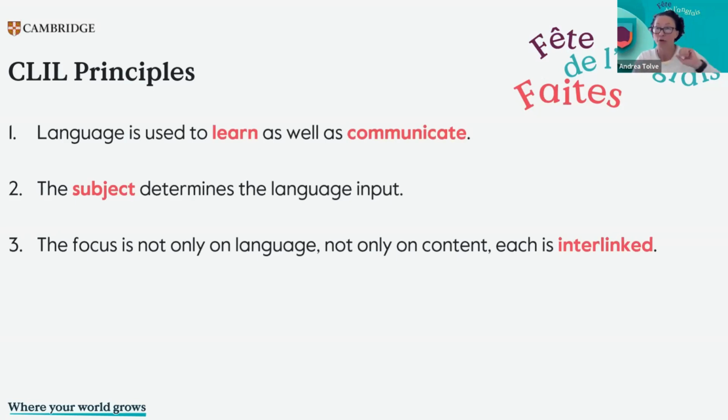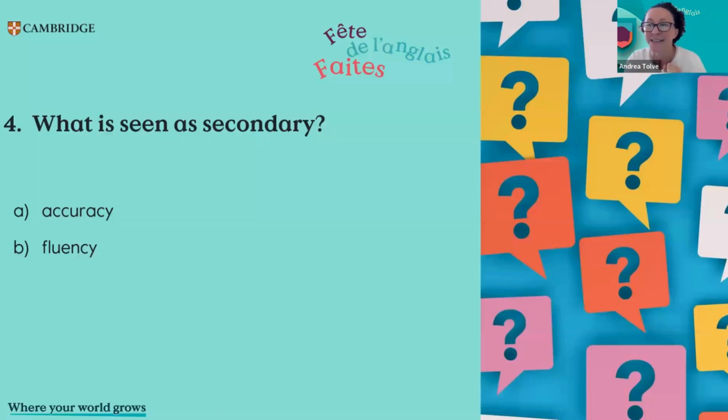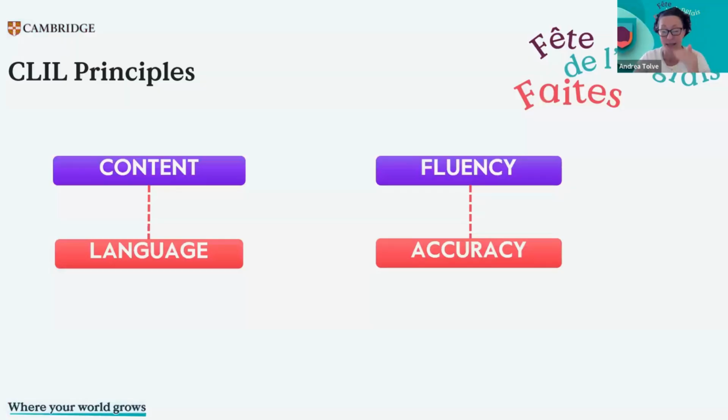Question number 4, ready? What is seen as secondary? A, accuracy, or B, fluency? Steve, A, accuracy, A, B. We've got a mix here. Seen as secondary. So what is seen as not so important? Accuracy. So yes, correct, Isa. Exactly, A, accuracy is seen as secondary.